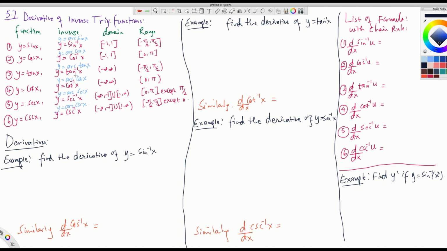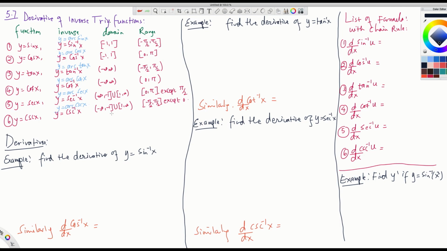And for tangent x, the inverse notation is arc tangent x or tangent inverse x. The domain is -infinity to infinity and the range is -π/2 to π/2. These are the definitions of the inverse functions you saw in the trig class.